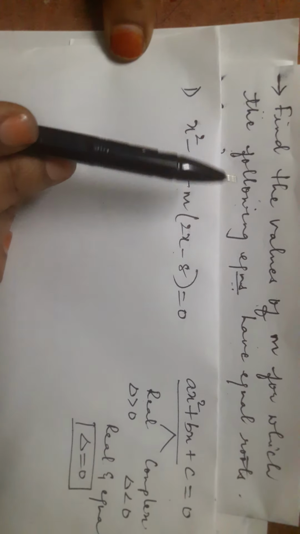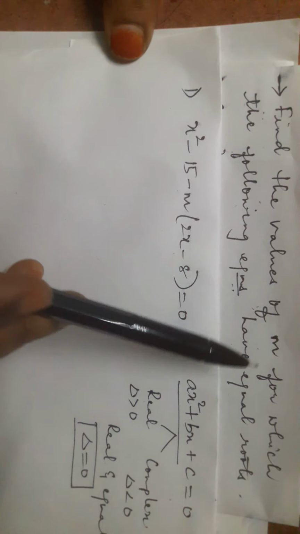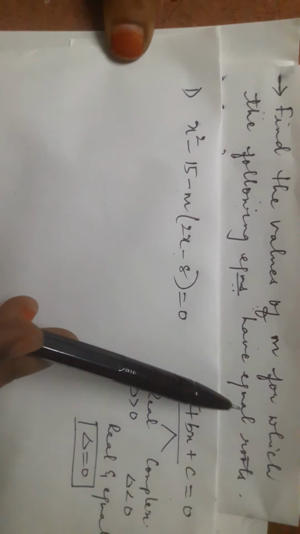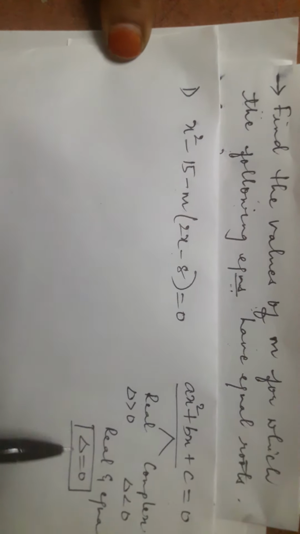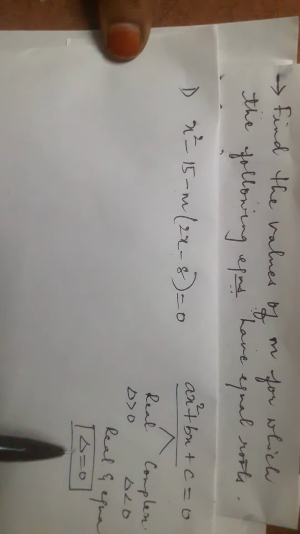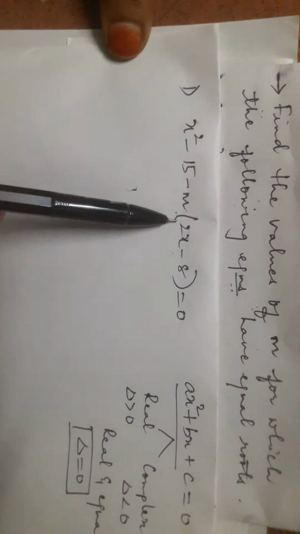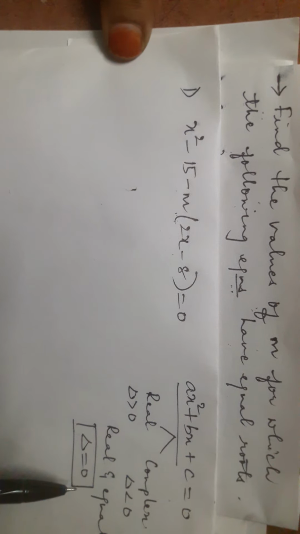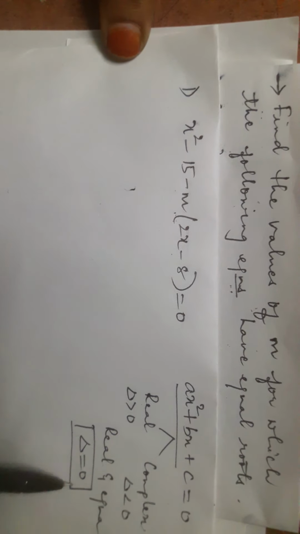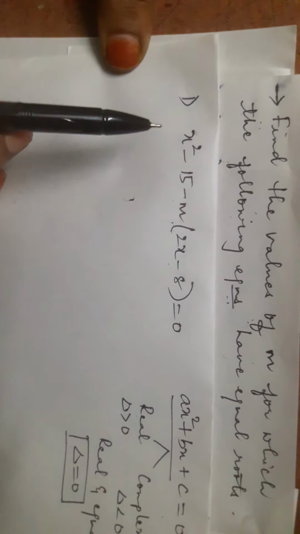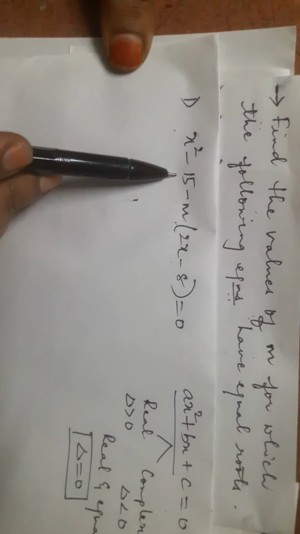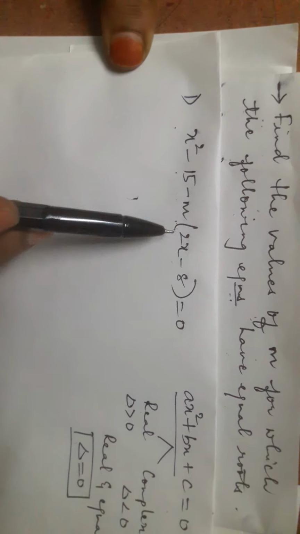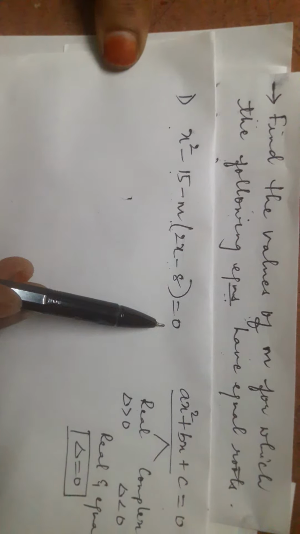So according to our question, find the values of m for which the following equations have equal roots. That means I have to find the discriminant of the given quadratic equation and equate that discriminant to 0. Now here the given question is x square minus (15 minus m) into (2x minus 8) equal to 0.